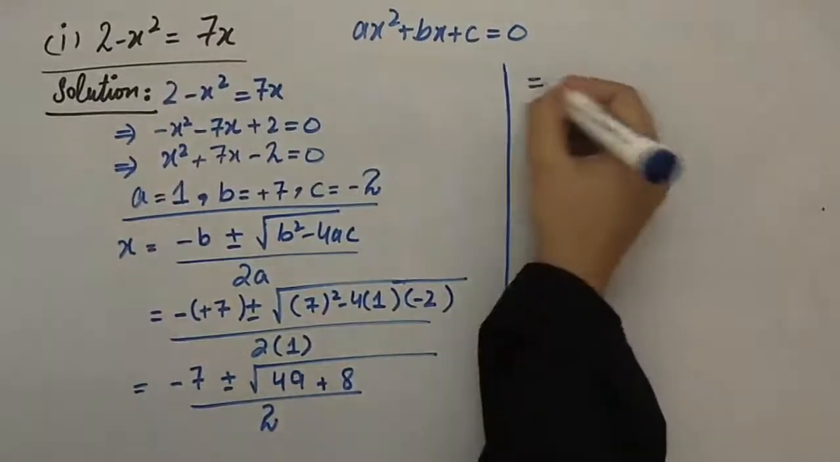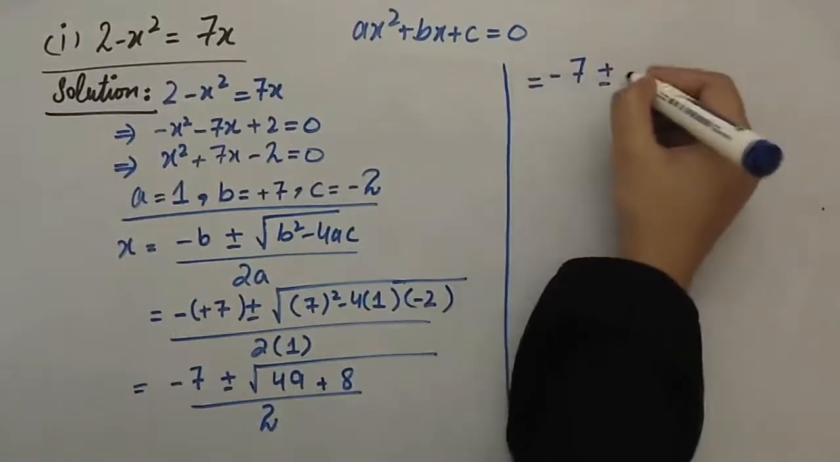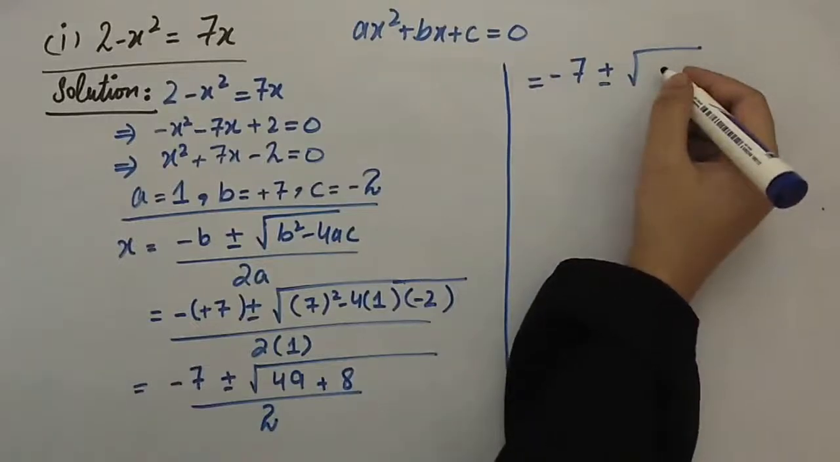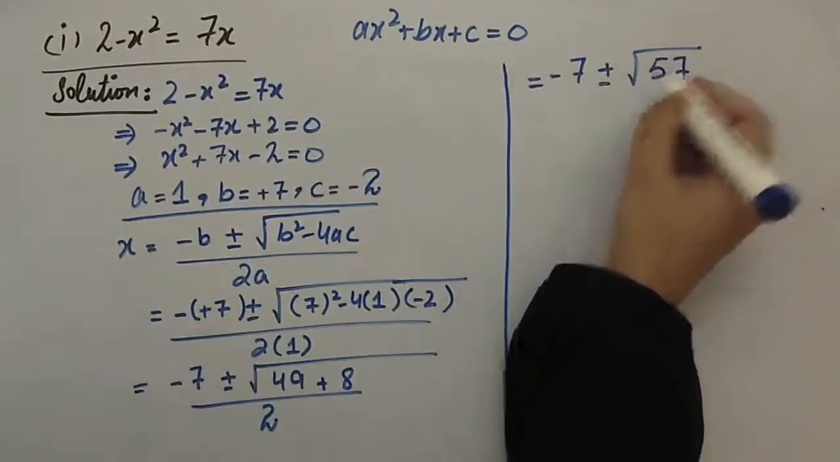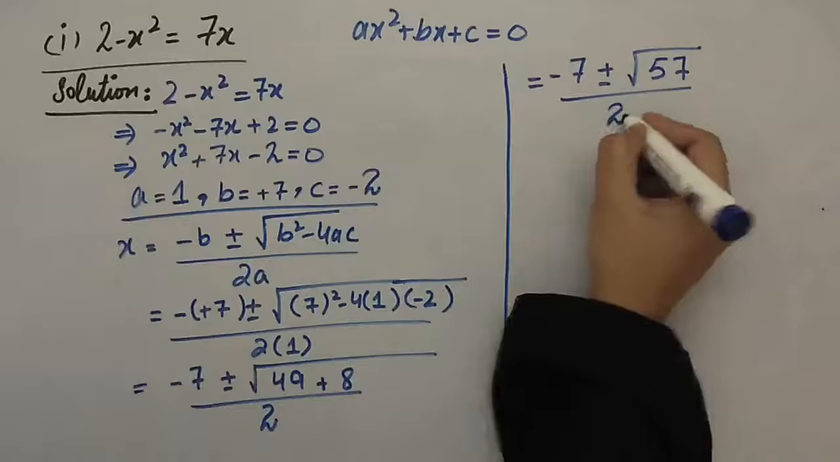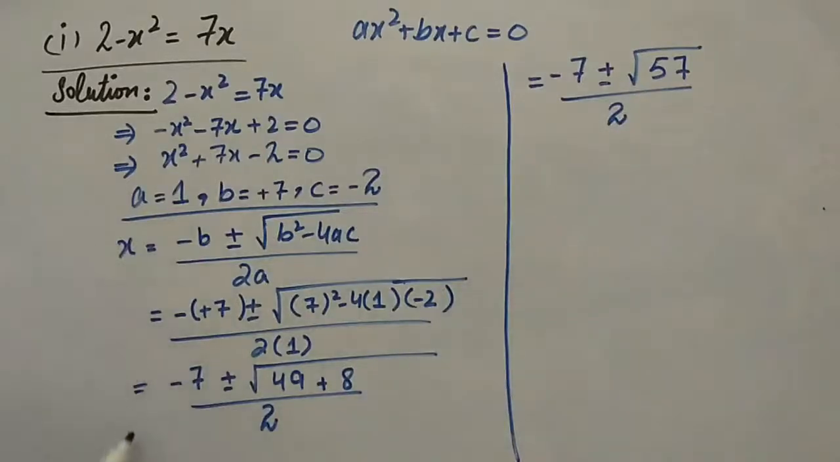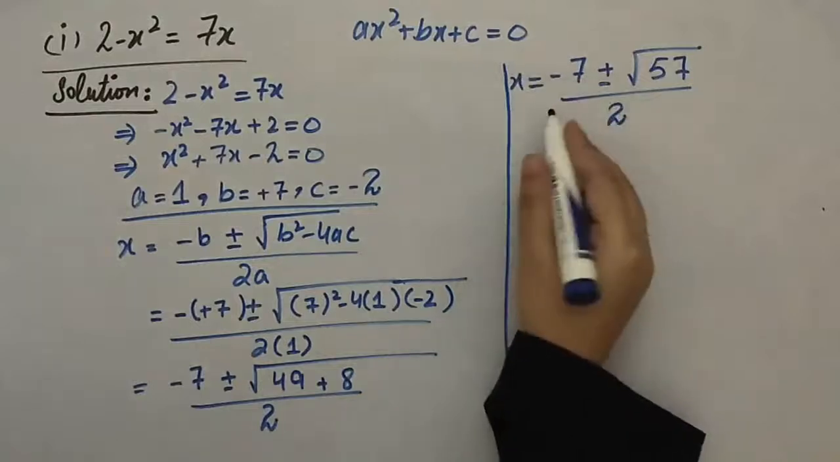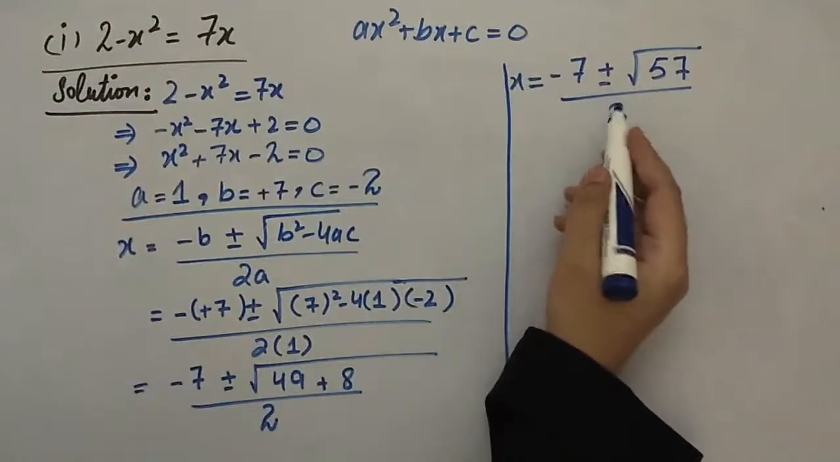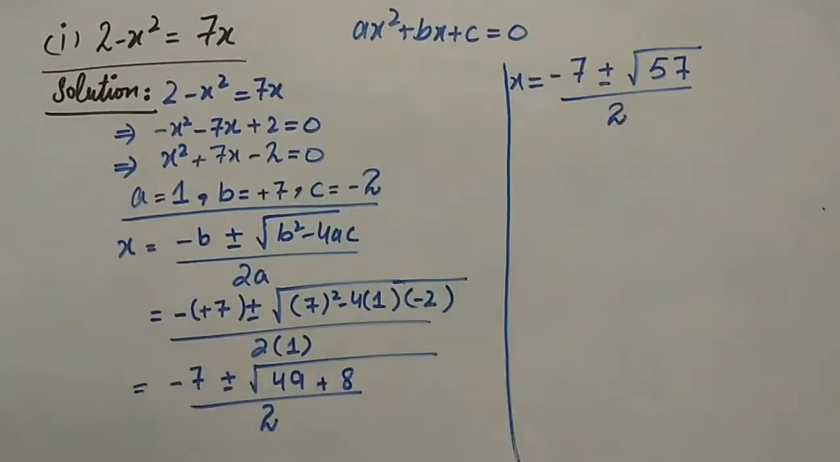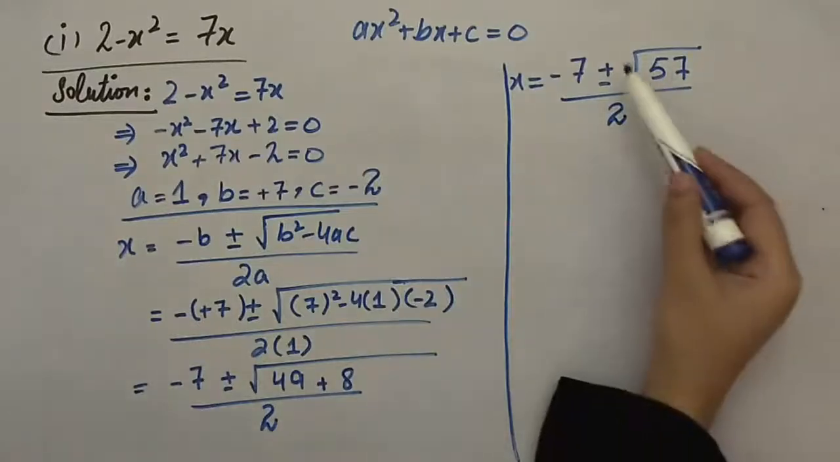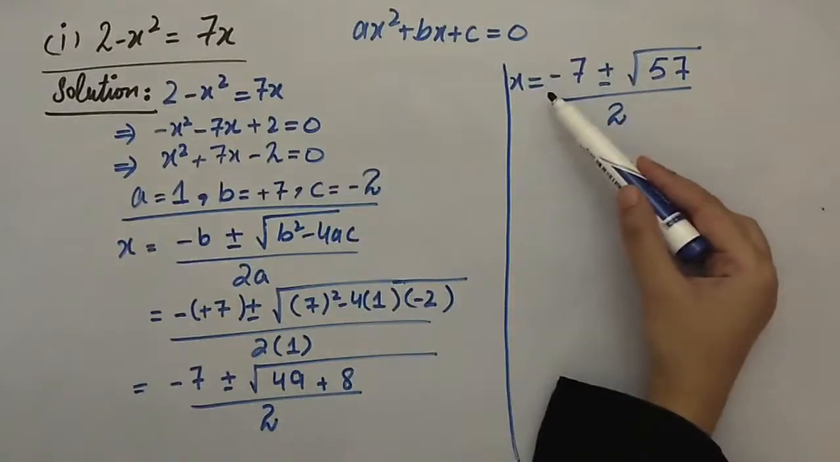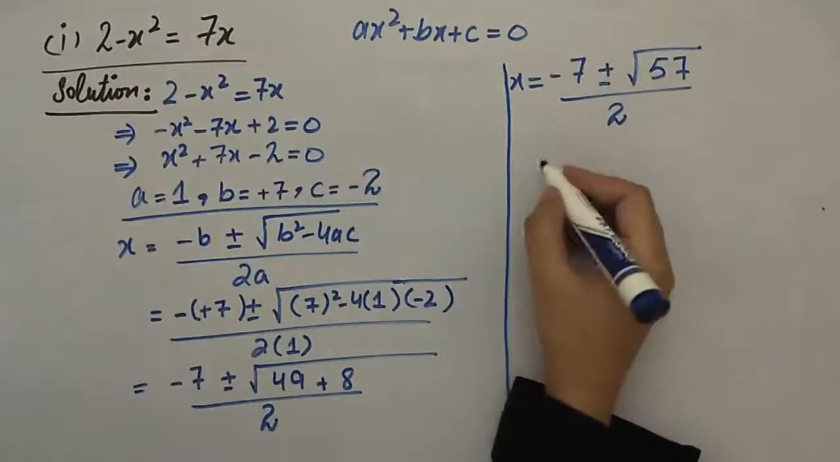So minus 7 plus minus 49 plus 8 is 57 over 2. So this whole is the solution of x. So put here x is equal to minus 7. Okay. So students, now we get two values of x. Clear? So write it in solution set.